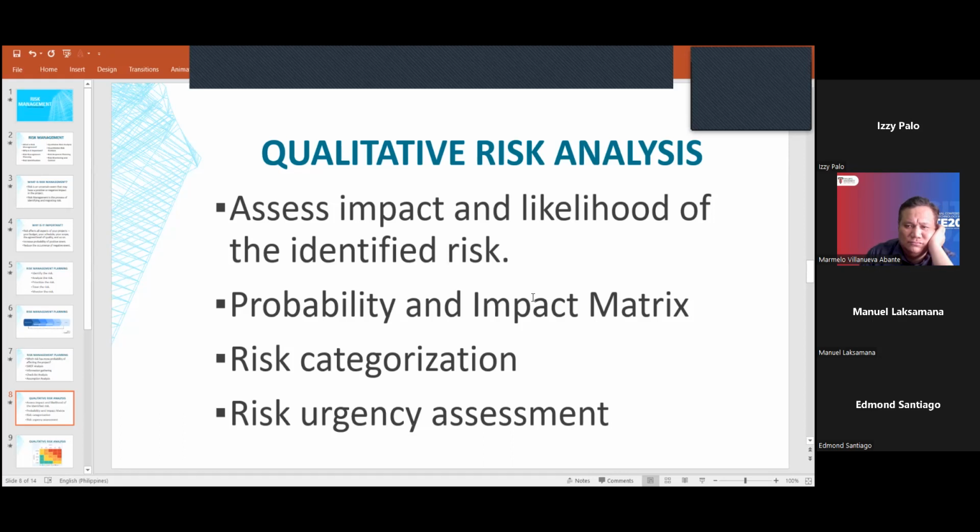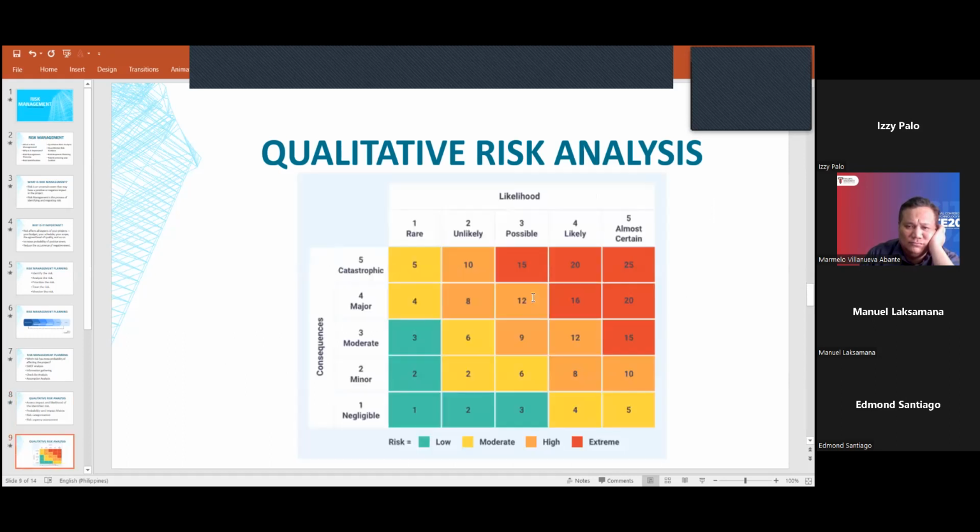So in terms of risk urgency assessment, we assess what would be the first thing that needs to be addressed in terms of the risk management. The purpose of this particular type of risk assessment is that it identifies the near-term risk. Okay, so this is the simple diagram of the probability and impact matrix, or in layman's terms, risk assessment matrix. This is an example of a qualitative risk matrix.